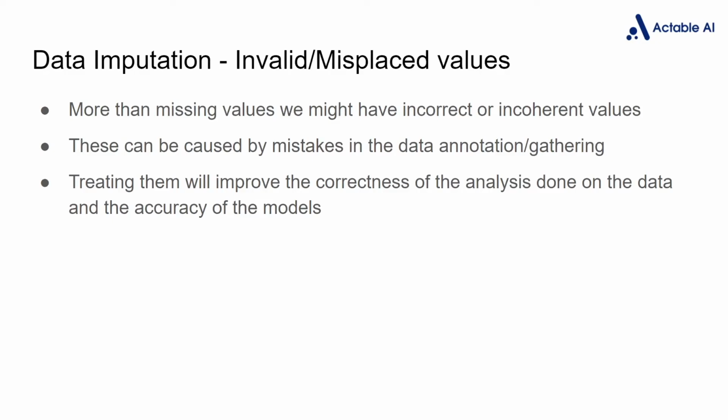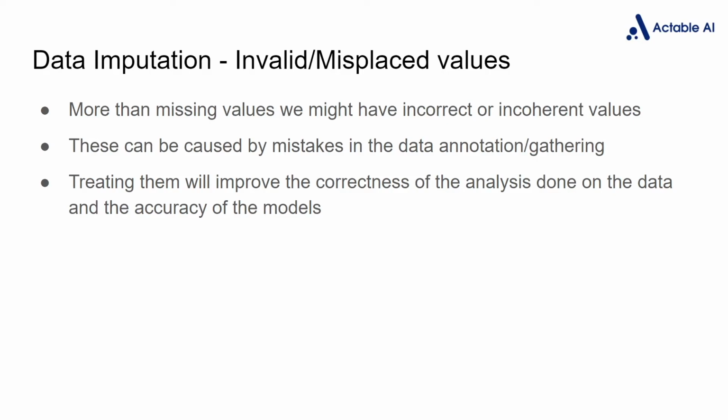And on top of those missing values, sometimes you have values, but they are incorrect or incoherent. So those outliers, for instance, can be considered to be incorrect values or incoherent values, right? And so yeah, the reason for those can be multiple, but usually it's mistakes when we annotate the data or when we gather the data.